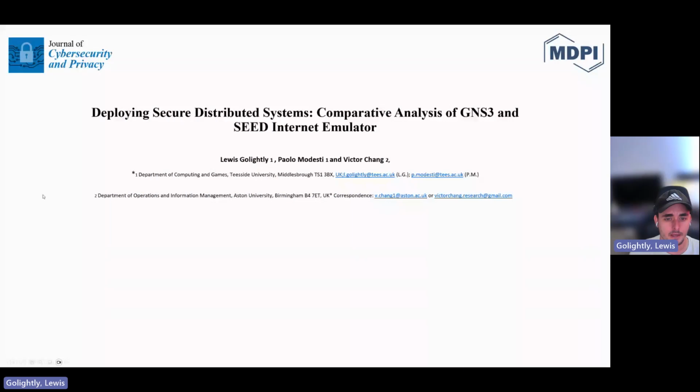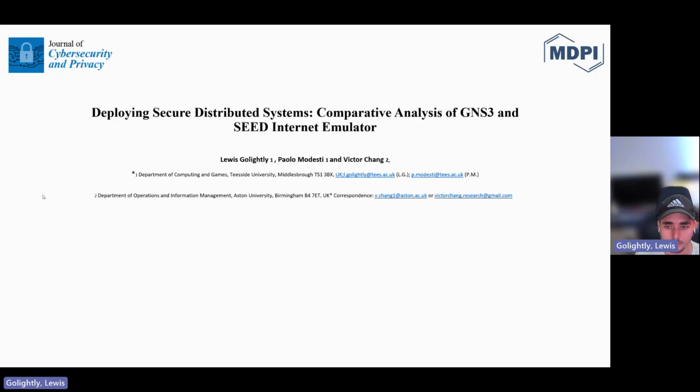Hello everyone and welcome to our paper, Deploying Secure Distributed Systems, a Comparative Analysis of GNS3 and SEED Internet Emulator, which has recently been submitted and accepted to MDPI's Journal of Cybersecurity and Privacy. The co-authors are as follows. It's me, Lewis Golightly, as the leading author, Paolo Modesti and Victor Chang in Teesside University and also Aston University.